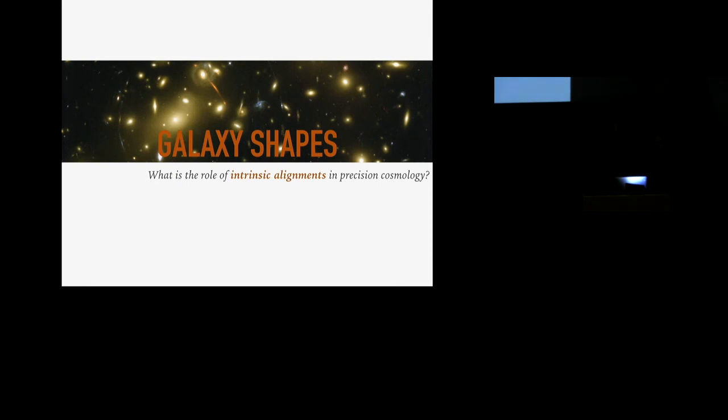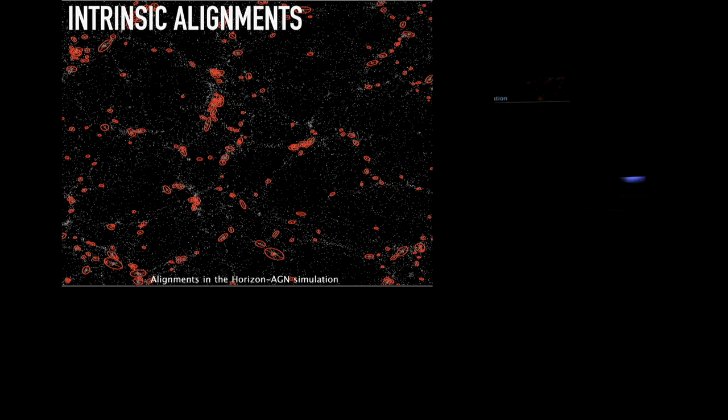Okay, so now let me tell you a little bit about the role of this other phenomenon that I mentioned, intrinsic alignments, in precision cosmology. So what are these intrinsic alignments? While weak lensing is a very well-known effect that has been studied for many years, intrinsic alignments are something a little bit more recent. So in the 2000s, people realized that galaxies are actually aligned with respect to each other. So if a galaxy is close to another galaxy, its orientation is not going to be random. It's actually going to be related to the nearby galaxies.